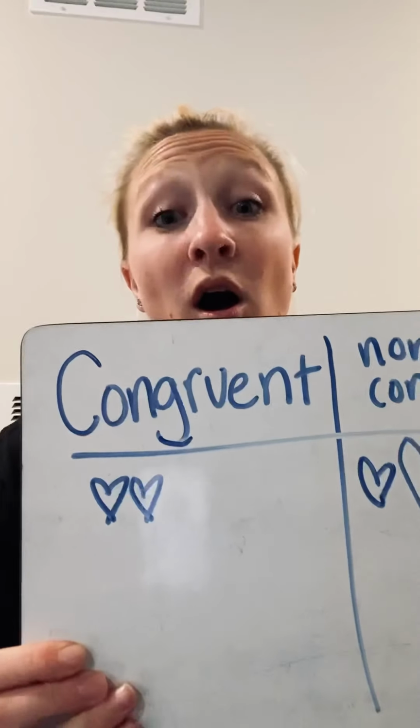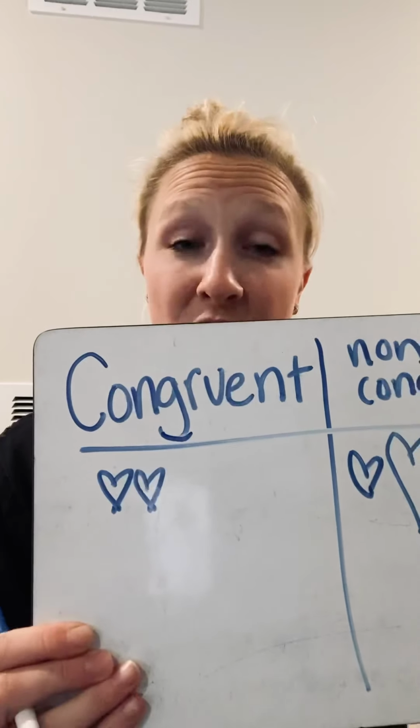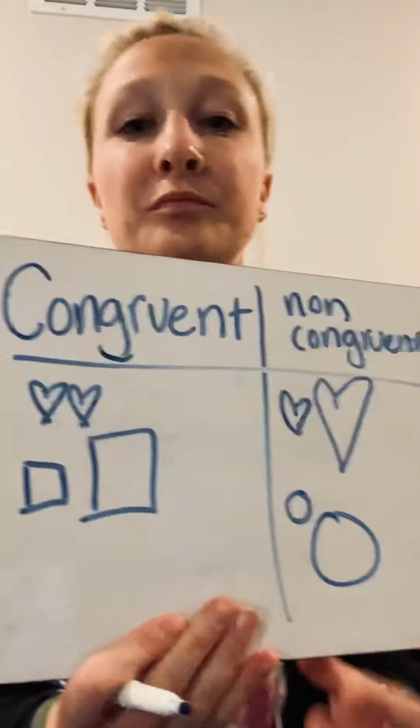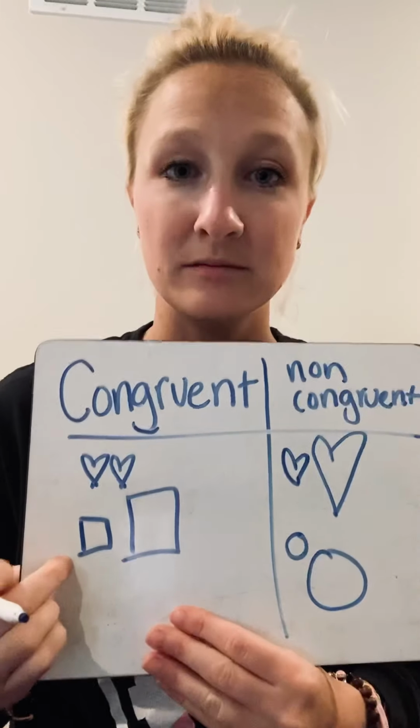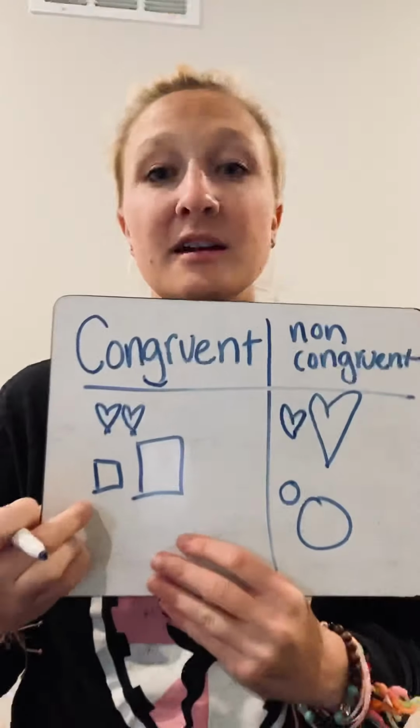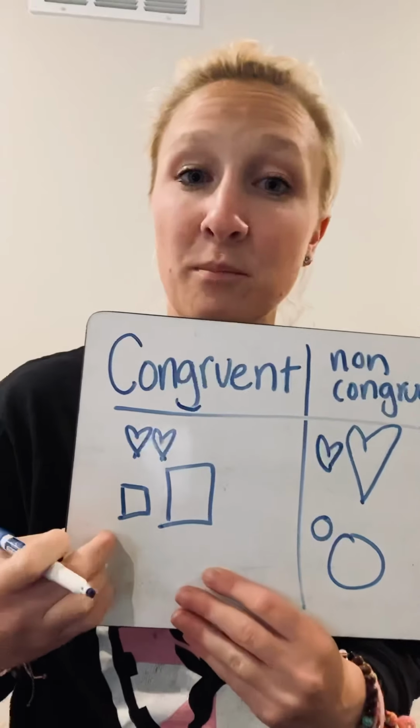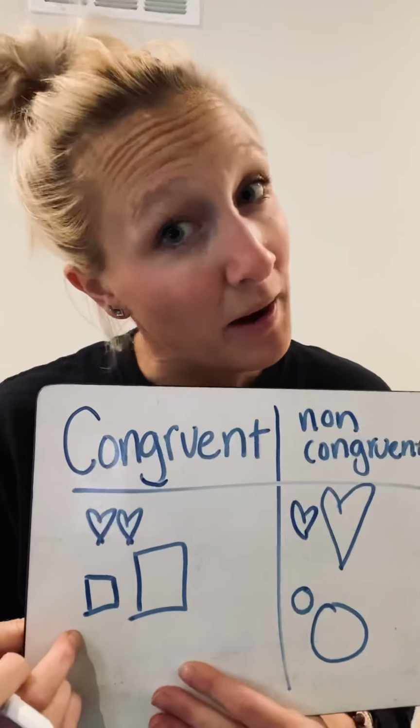These two hearts are congruent pairs because they are the same size and the same exact shape. These are congruent. Again, pretend like they're perfect. These are congruent. They are both my attempt at drawing a square.